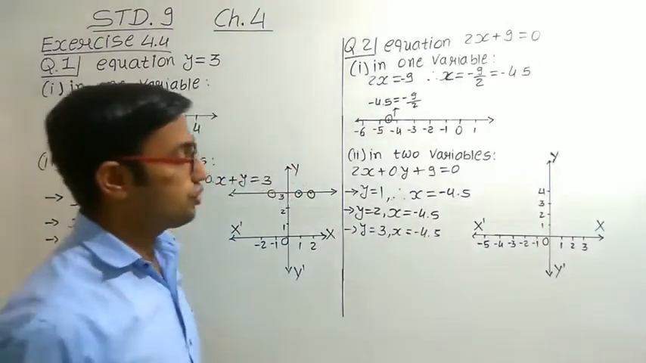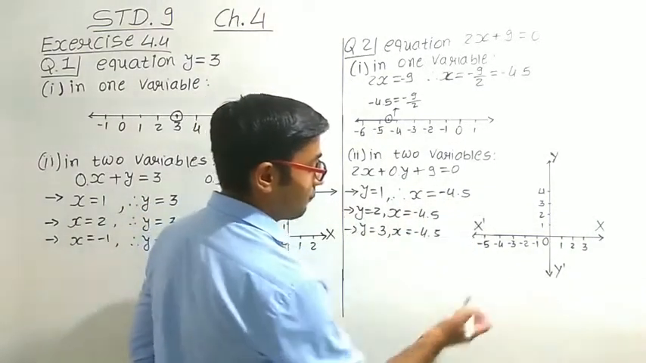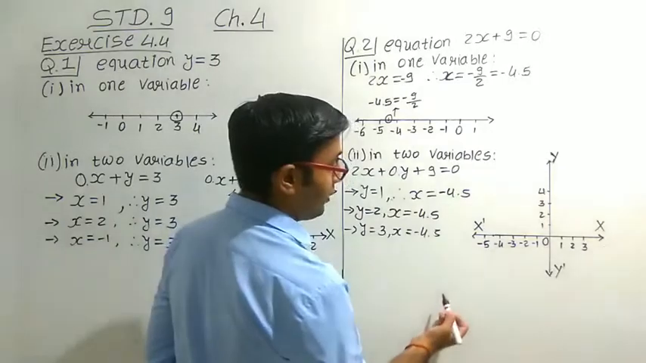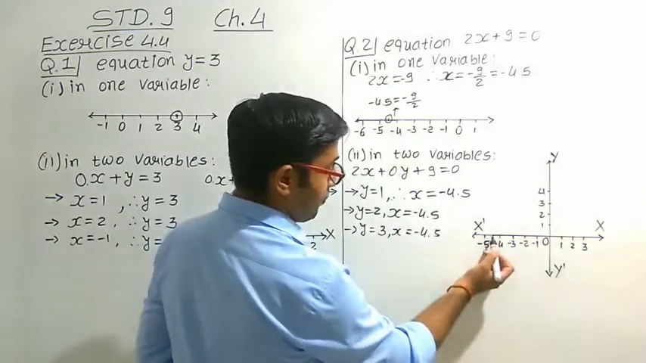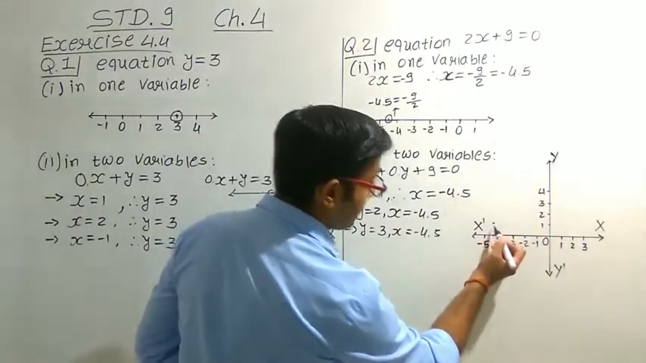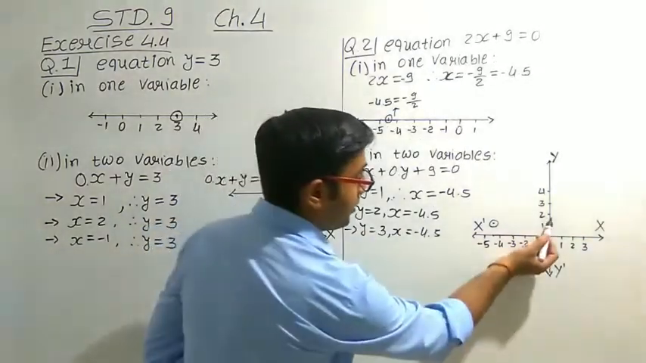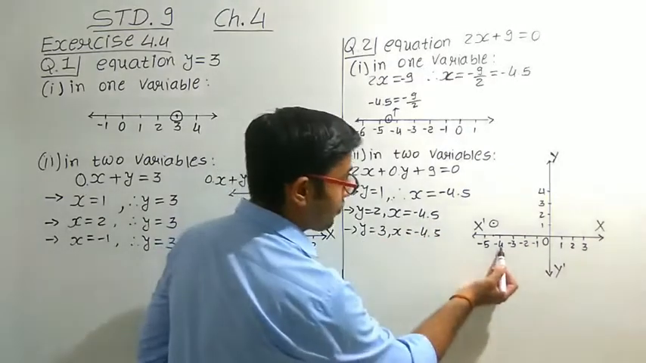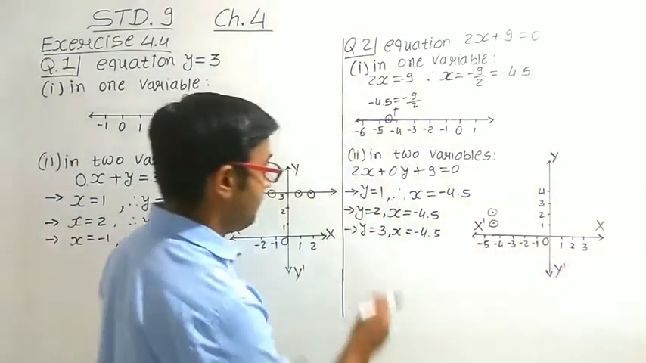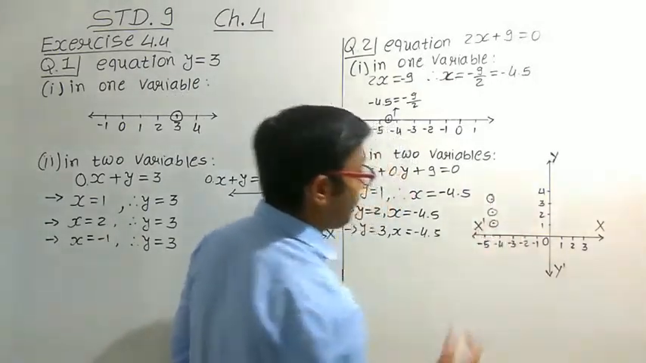Now we will represent these solutions on the graph. So the first point: x coordinate is minus 4.5, y is 1. So minus 4.5 is where? Again in between 4 and 5. So both the coordinates will meet here. So this will be the first point. Next, minus 4.5 and 2. Minus 4.5 is here and 2 is here, exactly above this point. In the same way, 3 and minus 4.5: 3 is here, minus 4.5 is here. Again, this is the third point.